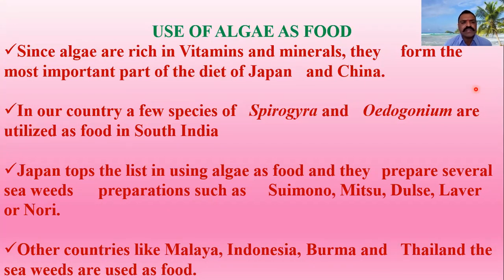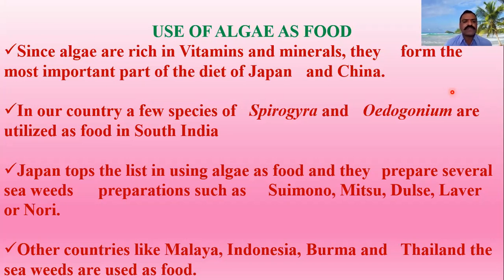In our country, a few species of algae, that is Spirogyra and Edogonium, are utilized as food in South India. Have you ever heard the terms Spirogyra, Edogonium? Did you study Edogonium in the semester? Yes, sir. Edogonium belongs to the Chlorophyceae members.